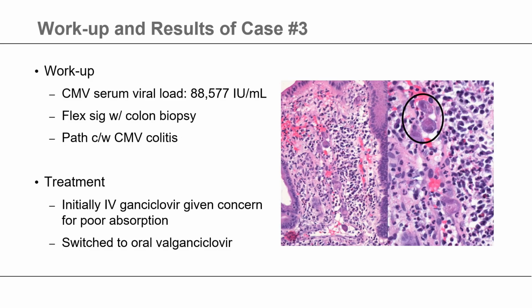The workup included a serum viral load of 88,000, underwent a flex sig with colon biopsy, and the path, as you can see there, was consistent with CMV colitis with the inclusion bodies. Was treated initially with IV GAN, given concern for poor absorption, and then switched to oral valganciclovir. And I highlight this because they didn't need IV GAN. We do not need to do IV GAN for induction, which is often the thought of it. It's about absorption. If we think a patient is absorbing meds okay, but if they're having significant GI illness from CMV, that's the reason to use IV GAN. But then pretty quickly, this patient was able to be switched to oral valsite and treated as an outpatient.